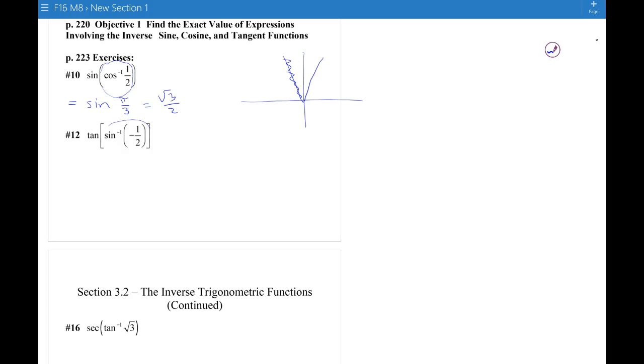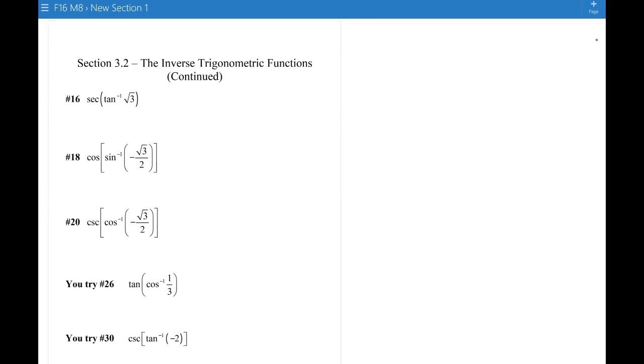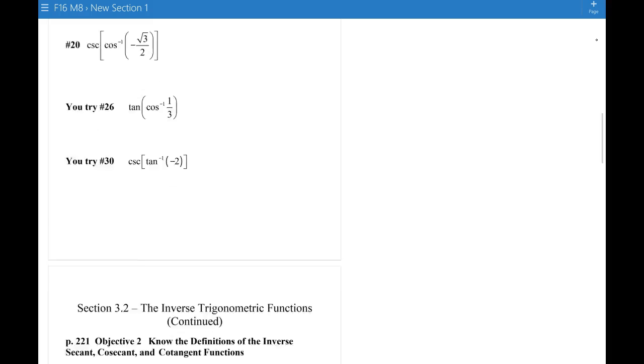So the second one, you look at the inside first. You say, what's the angle in quadrant 1 or 4 that has a sine of negative a half? Okay, so here's the angle that has a sine of negative a half. So that angle is negative pi over 6. So I want to know what's the tangent of negative pi over 6. And that's going to be the negative root 3 over 3. Okay, and then we'll do more of these in class together so that you can get the idea and practice.